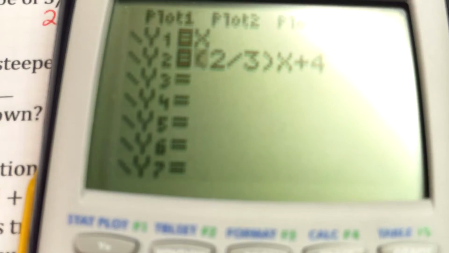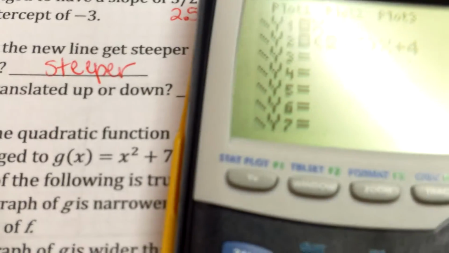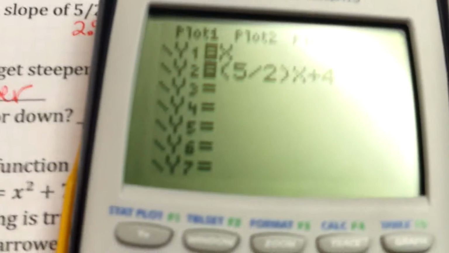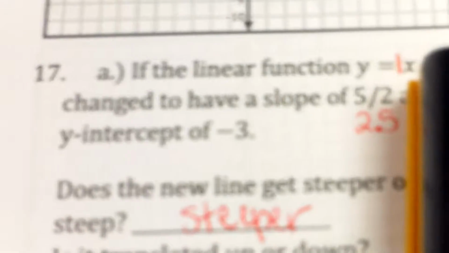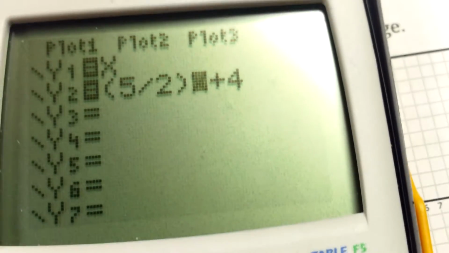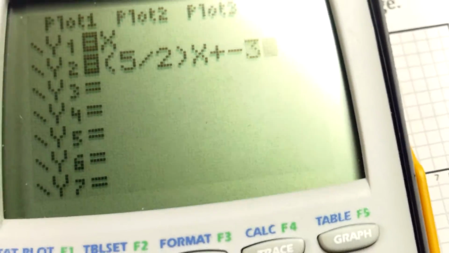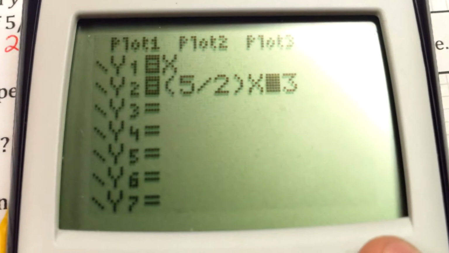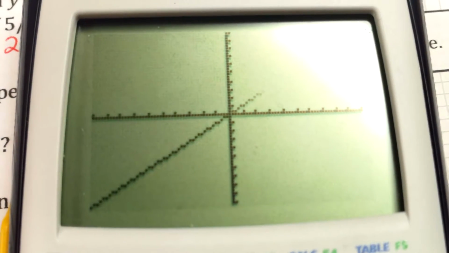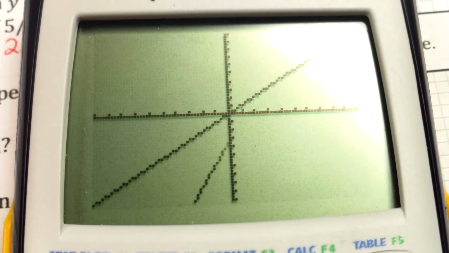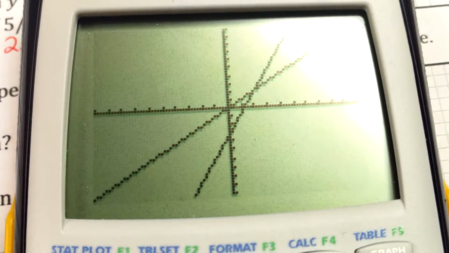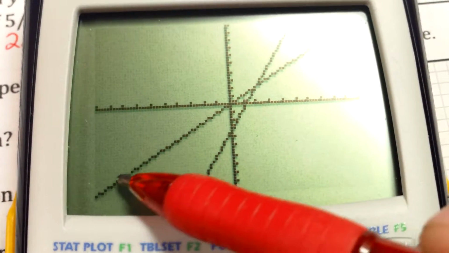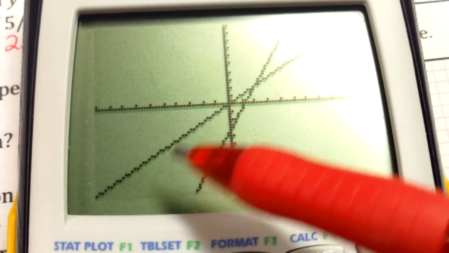We're going to change the bottom one, because the first one stays the same, to 5/2. And the y-intercept changed to -3. Let me go ahead and move the plus out of the way. Delete. Graph. There's my y equals x. There's my new line. If you notice, look at the ramp.